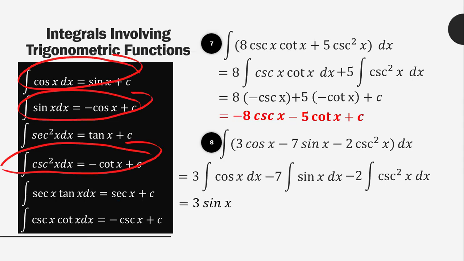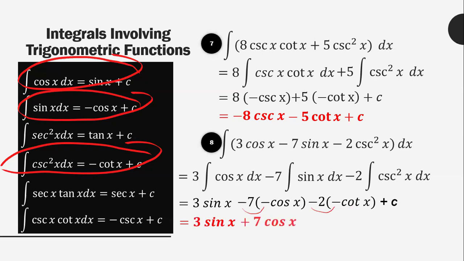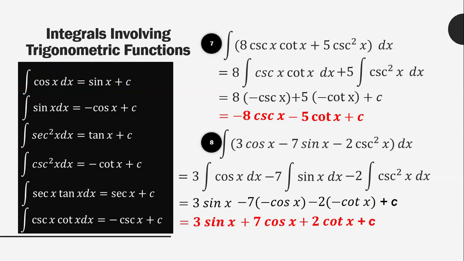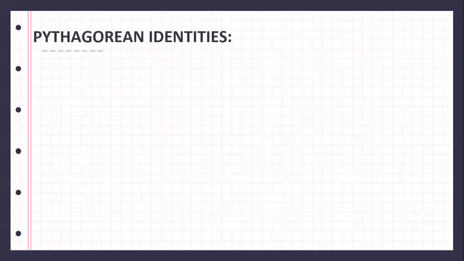For the first one, we have 3 sine x. Second one, we have negative 7 times negative cosine x. And for the third term, we have negative 2 times negative cotangent x plus c. We will distribute now the negative sign so that the final answer becomes 3 sine x plus 7 cosine x plus 2 cotangent x plus c. Always remember that whenever you apply integration formulas, your plus c must already appear in the answer. So this is just additional.